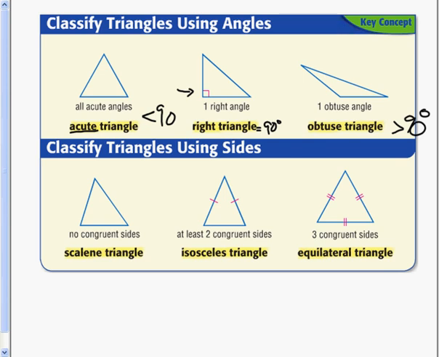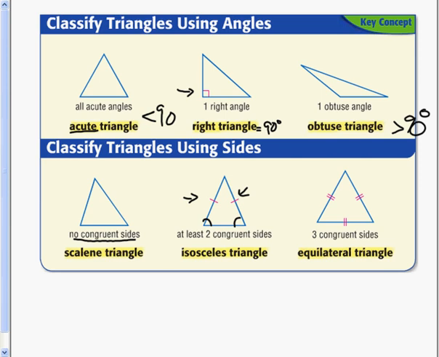So the other way we can classify triangles is using the sides. If we look at our triangle, we do not have any congruent sides. That can be called a scalene triangle. If we have at least two congruent sides, typically they're right across, they're connected to each other in a triangle. So again, you see those symbols again. Those are going to be called an isosceles triangle. Typically with an isosceles triangle, we'll also have two equal angles in the bottom.